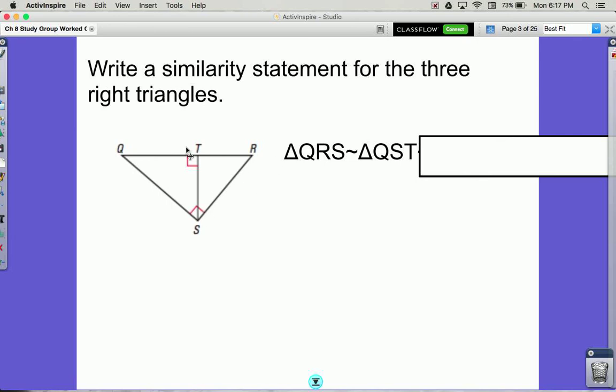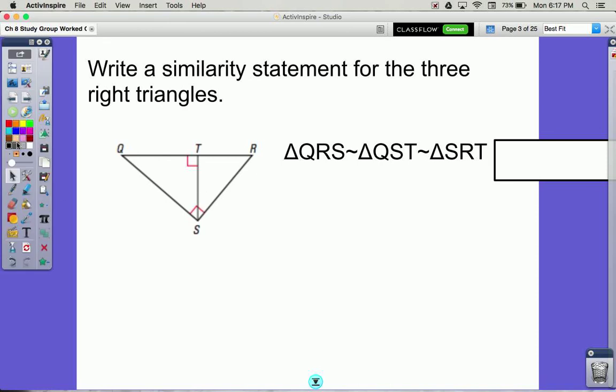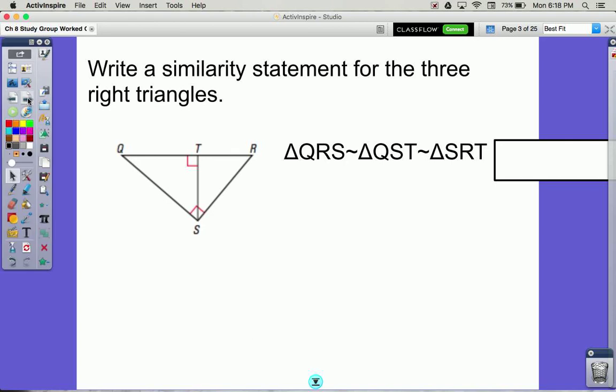If I'm looking at my last triangle, I need to list S first because SR will be my hypotenuse. I need to list my right angle last. So this will be angle SRT. As long as Q and Q are in the same spot, S and R are in the same spot, and S and T are in the same spot, it's going to be correct.